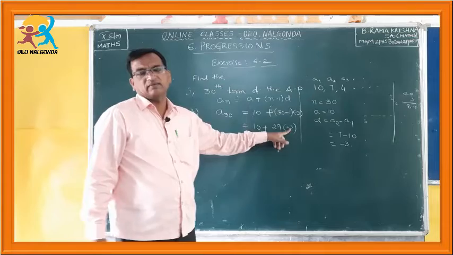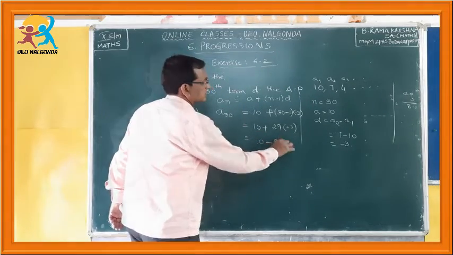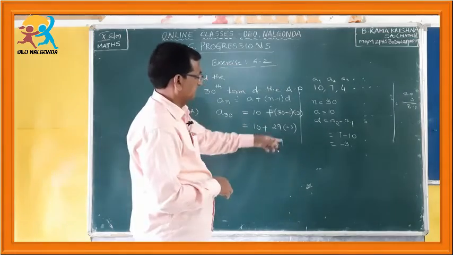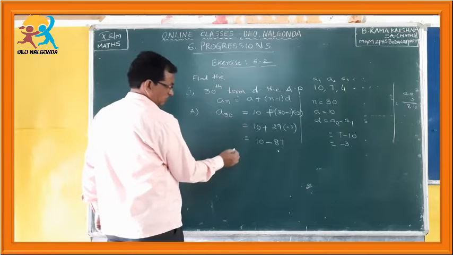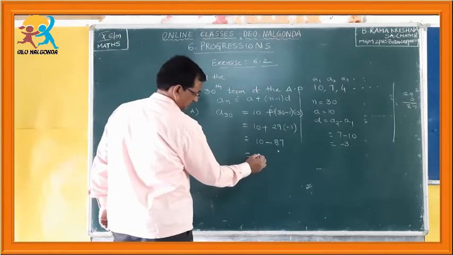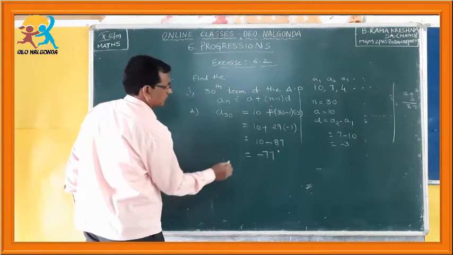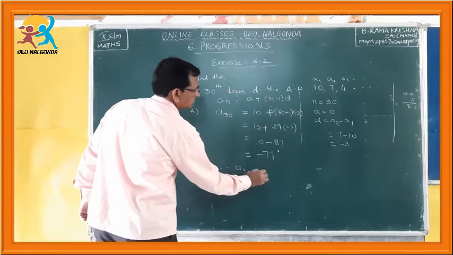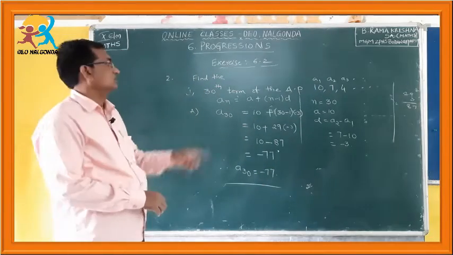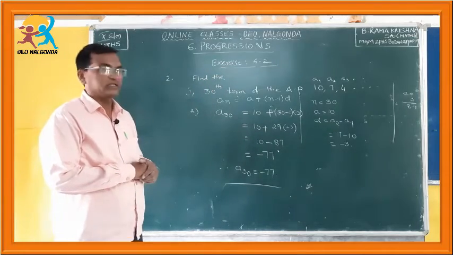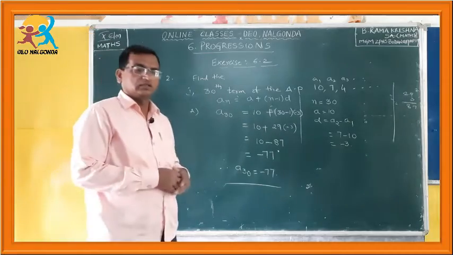So, here this is having a minus sign, therefore, 10 minus 87. Okay. Now, so we got how much? 10 minus 87 becomes what? Minus 77. Therefore, A30 is equal to minus 77. So, what is the 30th term in this progression? Minus 77 is the 30th term. So, in this manner you can do the second question also.